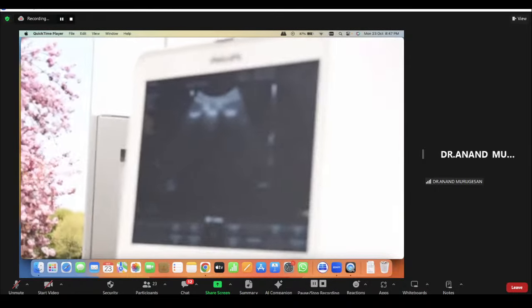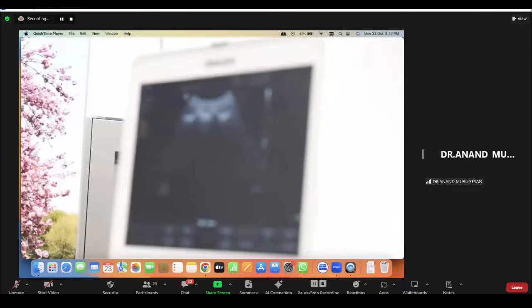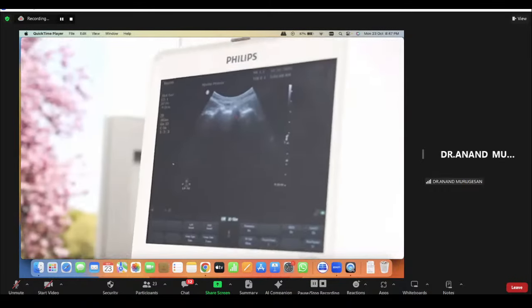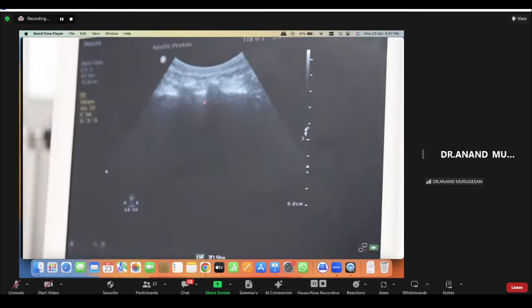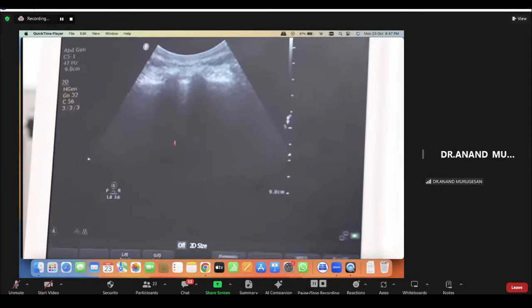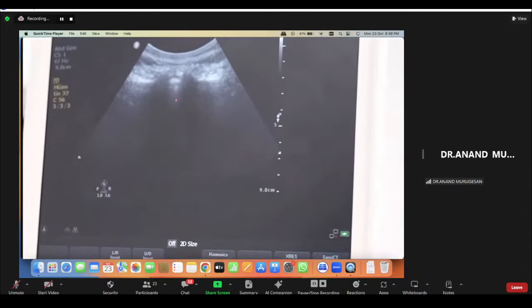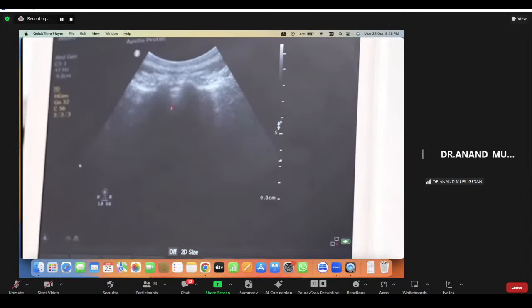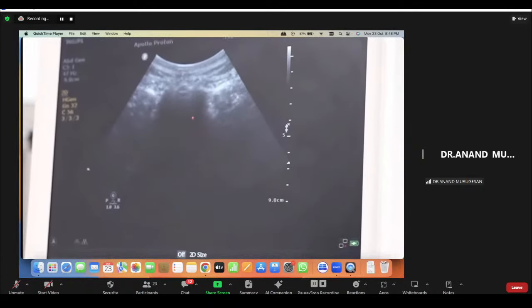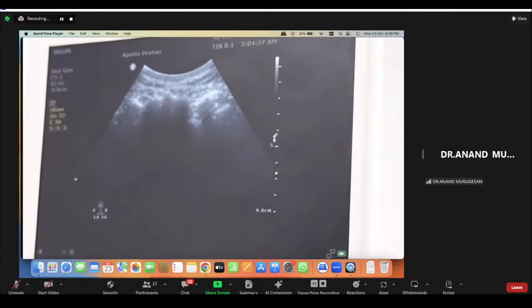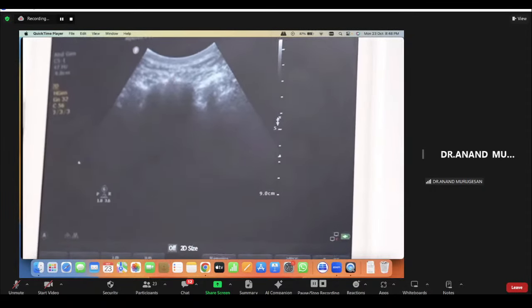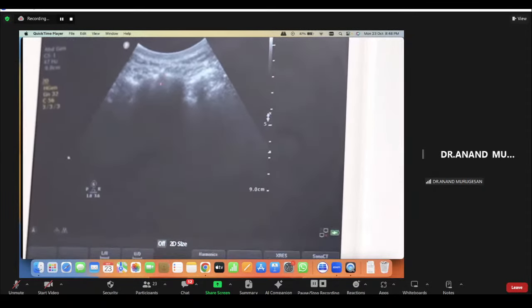So now as I scan upwards and cephalad, the frog's eye will become a peak. Now you can see, it's going away, going away, going away. And then what you see is a peak. It's a peak sign or a tower sign. So this peak is the S3 medial crest.